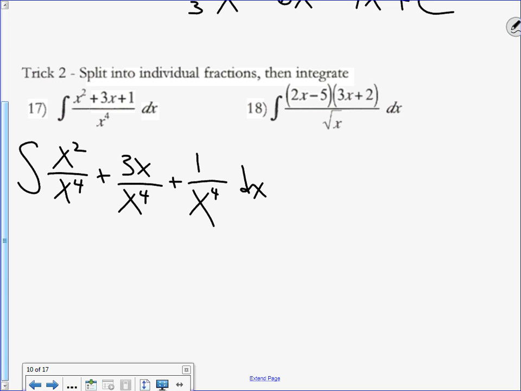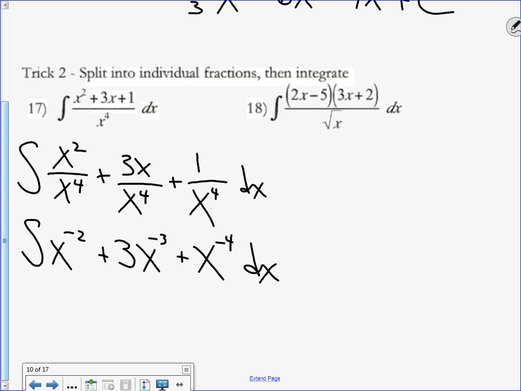And not only do you have to break it up, which you know is okay because when you have fractions with the same denominator, you can combine them, so you know you're allowed to break it up. But you still have to simplify these so you can integrate it. How would I write x squared over x to the fourth? That's x to what exponent? Not negative 2. With the same base, you take the exponent on top and subtract the exponent in the denominator. What about 3x over x to the fourth? How can I rewrite that? 3x to the negative 3. What about 1 over x to the fourth? How can I write that?